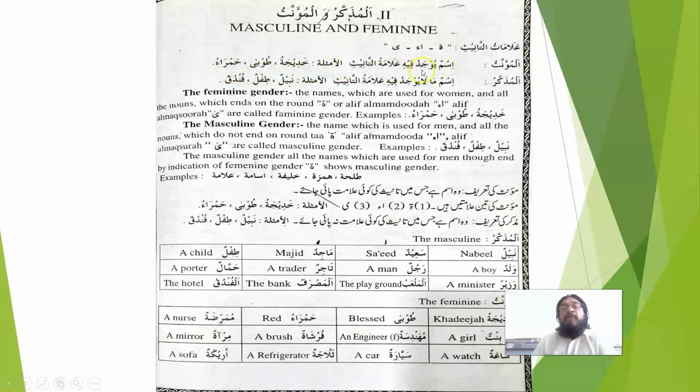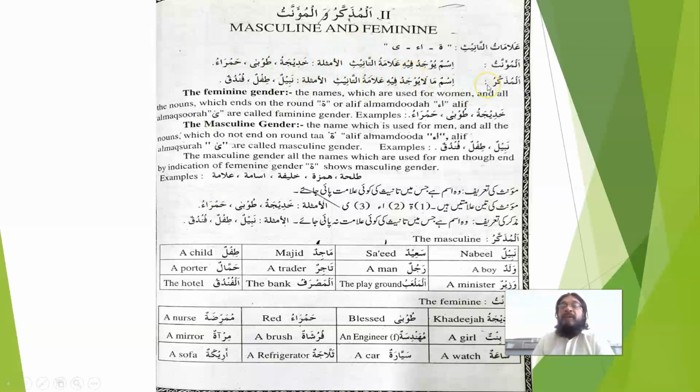The noun which has the indications of feminine gender is called feminine. For example, Khadijatu, Khadija has ta at the end, Tuba has ya at the end, and Hamrau has alif hamza at the end. So among these three signs, if any one comes at the end of the word, that word will be considered as a feminine gender, which is called in Arabic al-mu'annath.